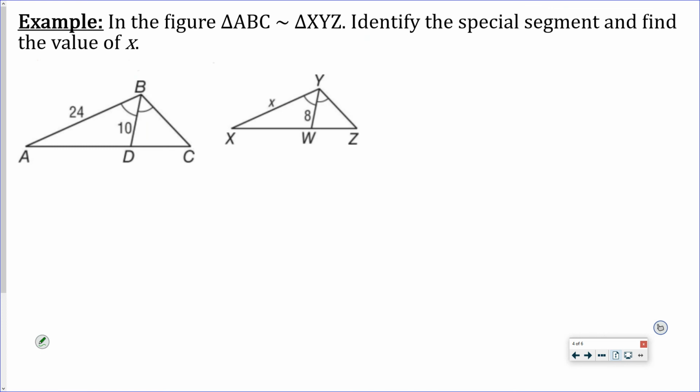Again, I have a set of similar triangles, ABC to XYZ. Identify the special segments and then find the value of x. All right, which special segments are you showing me this time? Angle bisectors, that's what they're showing me right here. Splits the angle into two congruent pieces.